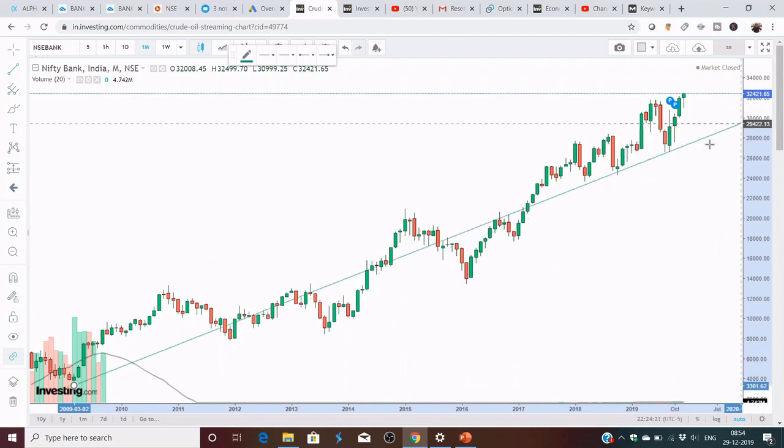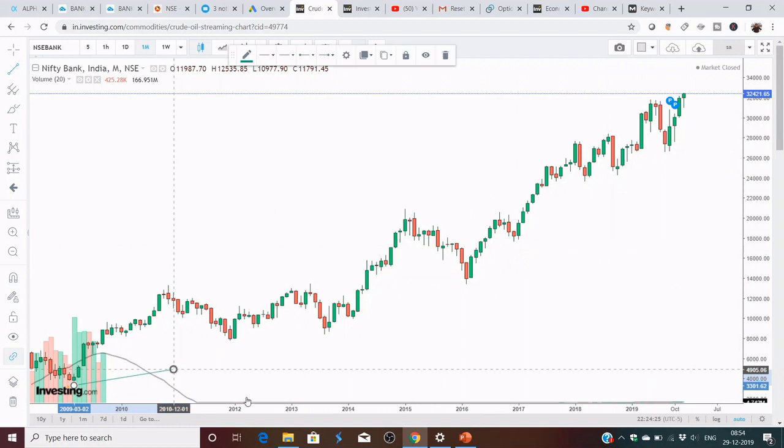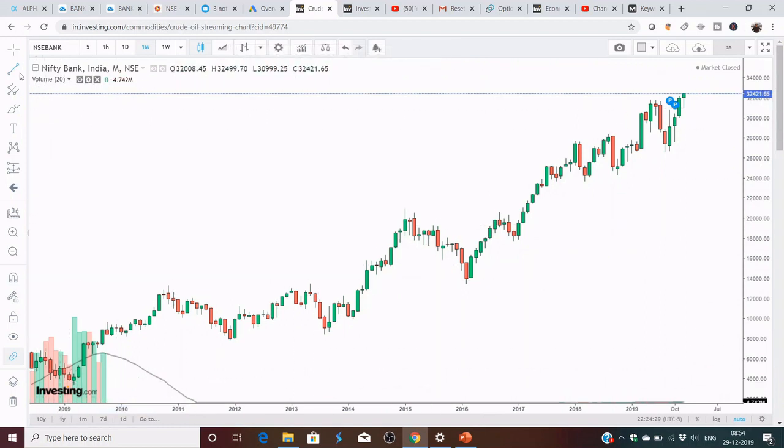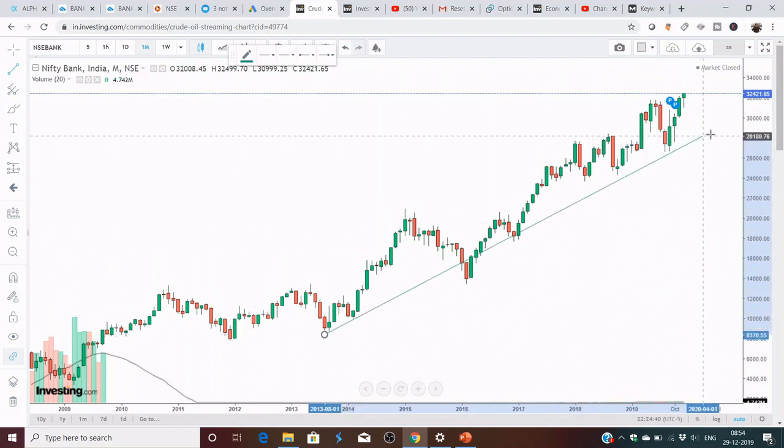So the idea is to have the maximum touches on the line to make it more accurate. So we will just delete this and move to a different point. As you can see, the market was flat till here. These two points are similar, so we'll start from this point.